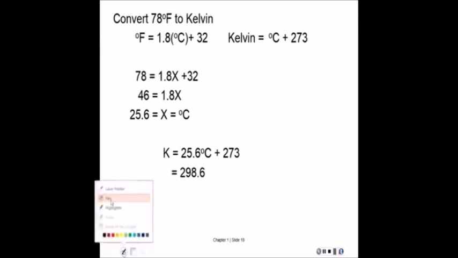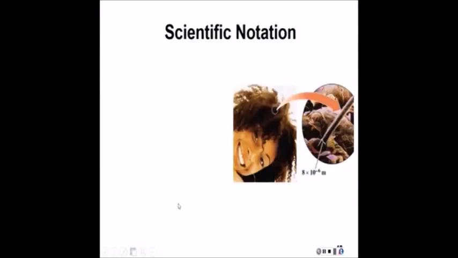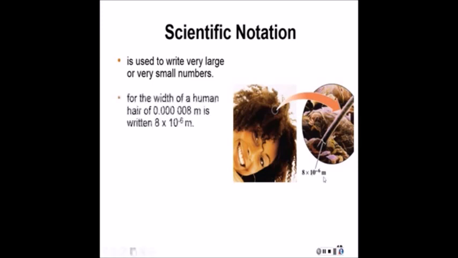And I'm going to just get back to my arrow. Okay, here we go. All right. Next topic, scientific notation. It's used to write very large or very small numbers in a nice compact format. And you can see over here on the side, here's an example of it. You might remember how to do this. Here's an example here. I'm going to go through this in the next slide.